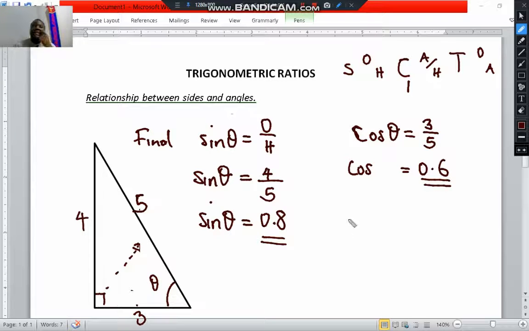The same is the case if we ask you to find the value of tan theta. You just need to come here, all right, and say tan theta is always opposite divided by the adjacent. Our opposite to this angle is 4, so you're going to say 4 divided by 3. Then whatever value you are going to get there, which is about 1.3 recurring. So this is the value of tan theta.